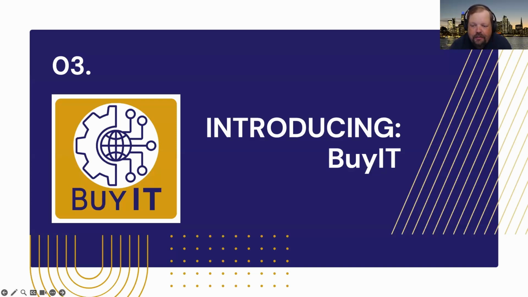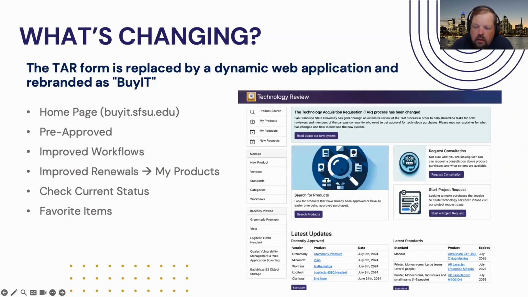I'm going to introduce BuyIT, our new application. A couple things that we really wanted to improve: we wanted to streamline the experience. So we decided to make a web application that took all of this at once. Like Andrew said, the workflow was very complicated with a lot of different steps, and that also made it complicated for end users to understand. So we were looking for a single place for people to land.